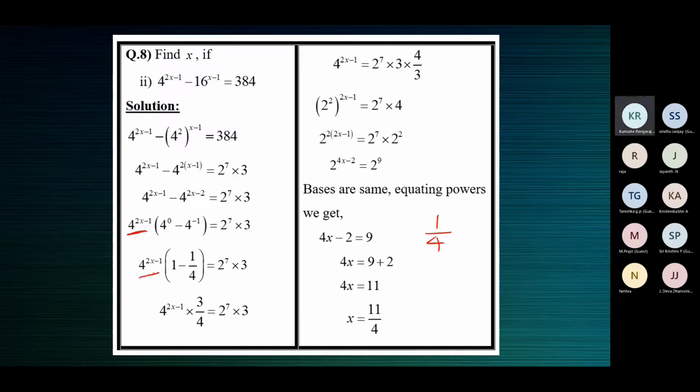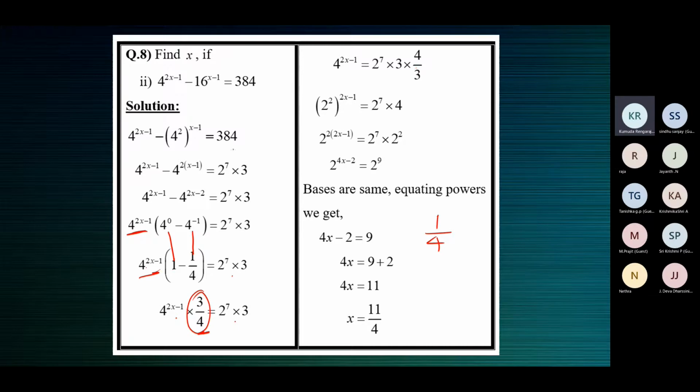So this is 1 and this is 1 by 4, and the other side is as it is, 4 to the power 2x minus 1. 1 minus 1 by 4, all of us know, is 3 by 4. Take the LCM: 1 minus 1 by 4 is 3 by 4, equal to this one as it is. Now this 3 by 4 will go to the other side as 4 by 3.